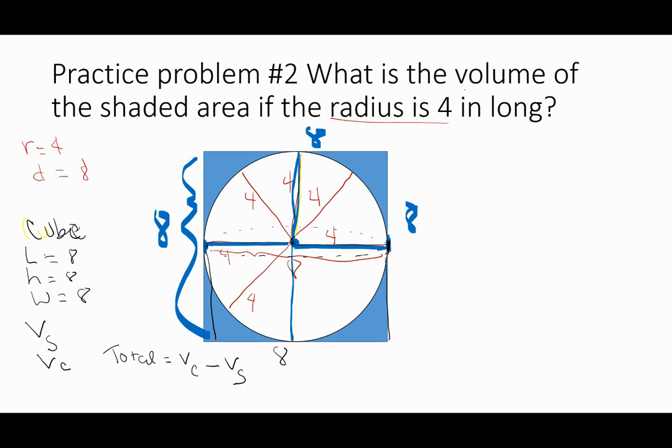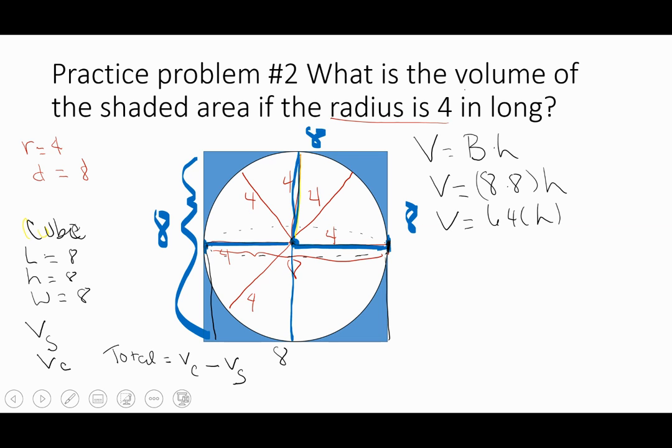So the volume of the cube. The volume of the cube is the area of the base times the height. The base is 8 times 8 times the height. So the volume is 8 times 8, which is 64, times the height. And the height, again, because it's a cube, is 8 as well. So the volume of the cube is 64 times 8, which is 512.